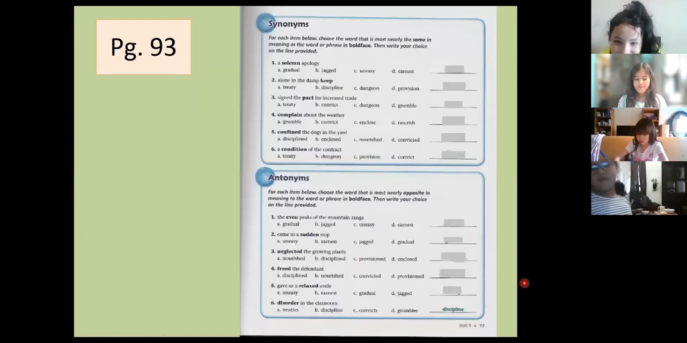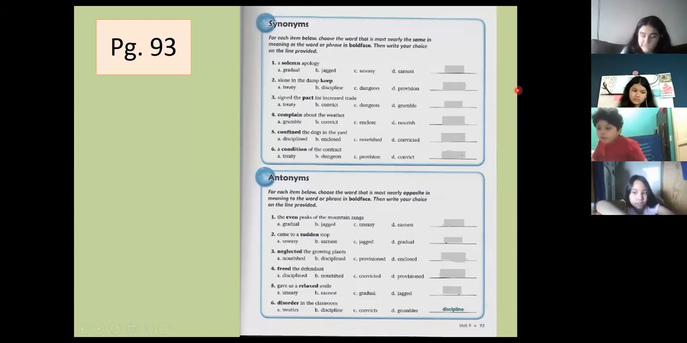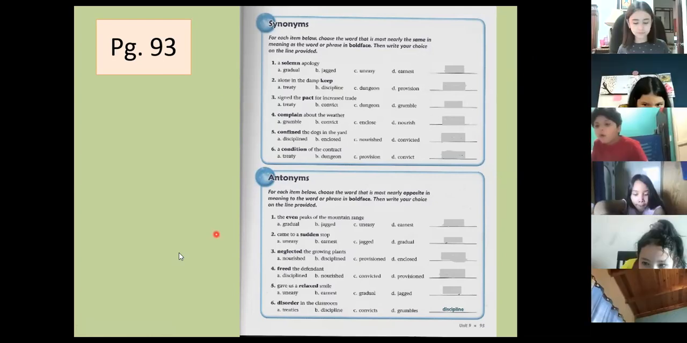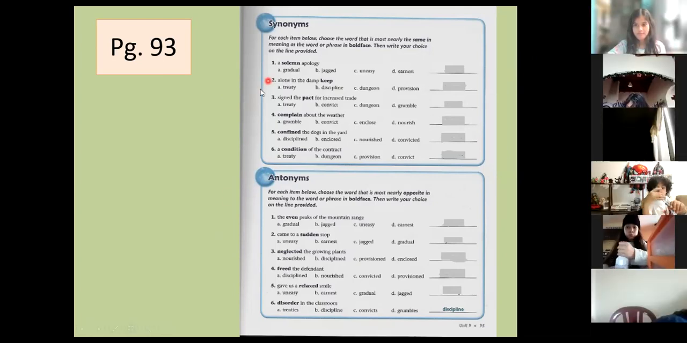Okay, let's complete page 93. Everybody open the book, page 93. We have to use synonyms and antonyms. Remember that for these synonyms and antonyms, we can take a look at page 90. We have them, so we can use them. We can go back and look for synonyms and antonyms. We're going to use synonyms for the word that is in bold. So here it says a solemn apology. We have to choose if it is Cradle, Jack, Uneasy, or Ernest for this number 1. So who knows the answer?